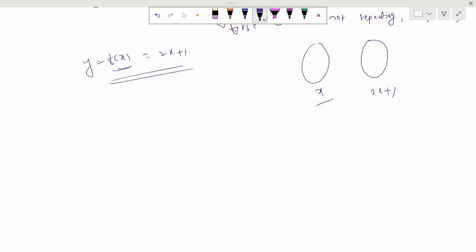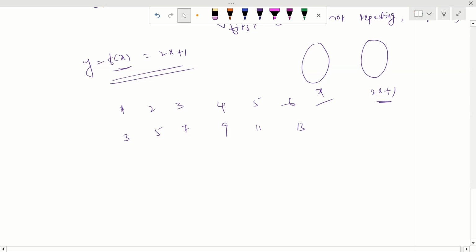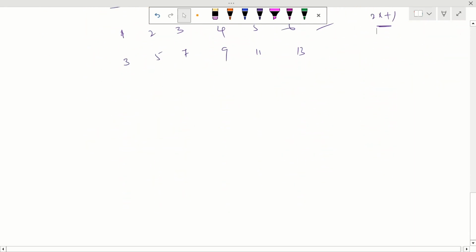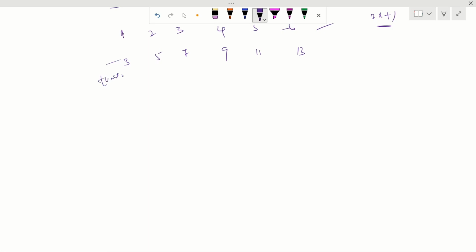If we put the values of x as 1, 2, 3, 4, 5, 6, then 2x + 1 comes as 3, 5, 7, 9, 11, 13. In this, we have to put x = 1, 2, 3, 4, 5. Now, no values are repeating from the first element, therefore we can say this is a function relation.